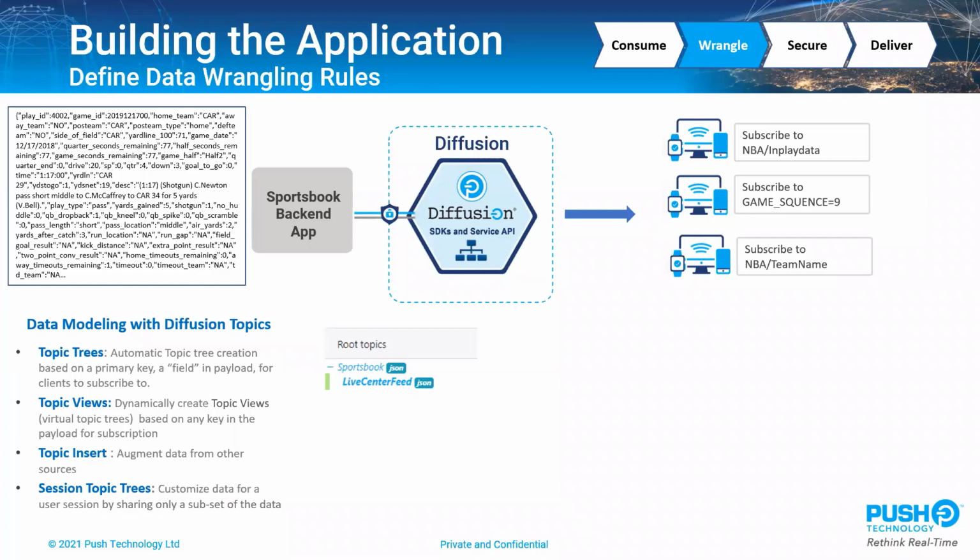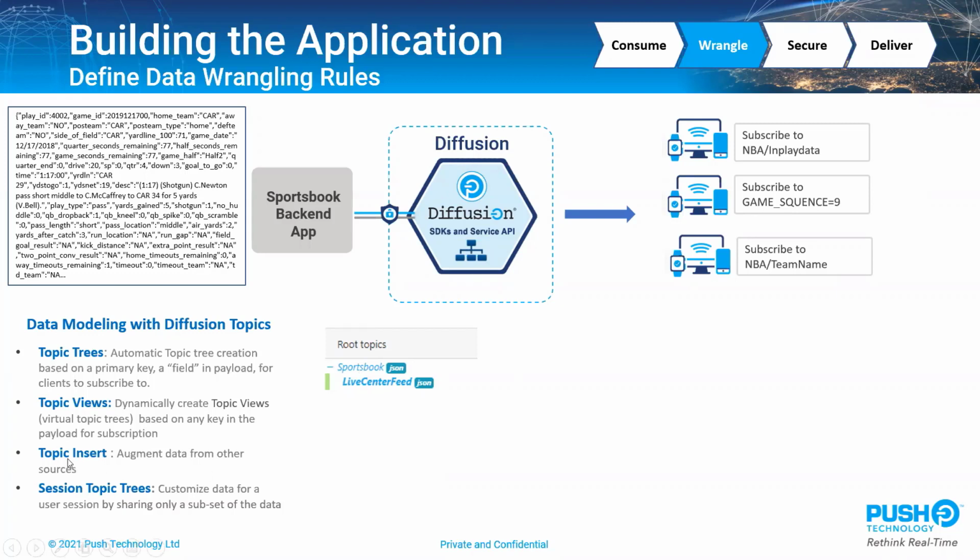So now that the data is flowing into Diffusion, we can see what the different data modeling and wrangling features are. In this case, we're representing the data. It's coming in as a root topic. It's coming in my live center feed for my sportsbook. I've created my topic tree. Now I can create topic views, and these are created by those single lines of configuration, what we call a specification. And you'll see that growing inside the next build of this slide. But I'm creating these to really segment that data, to enrich that data.